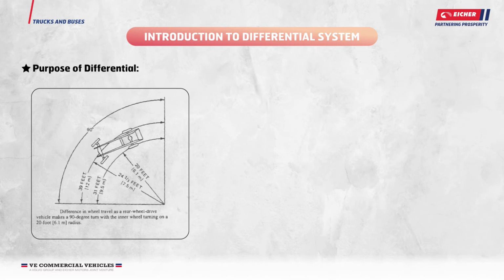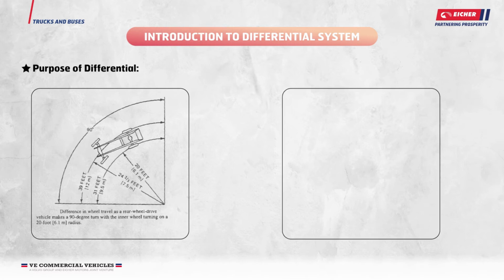A vehicle's wheels rotate at different speeds, mainly when turning corners. The differential is designed to drive a pair of wheels with equal torque, while allowing them to rotate at different speeds. Let us watch a video of old times, where the differential purpose and functions are very well explained.